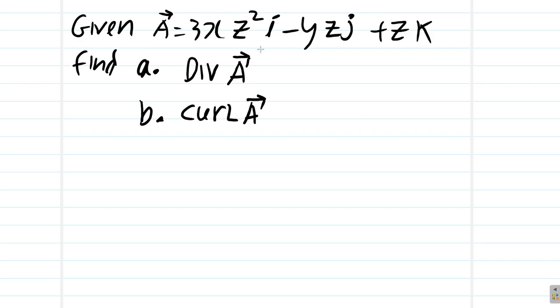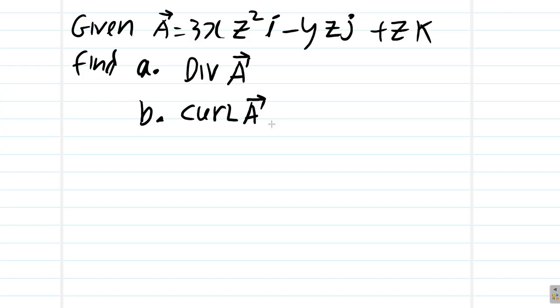Given that a vector function A equals 3xz squared i minus yz j plus z k, find (a) the div of A, which is the divergence, and (b) the curl of A.